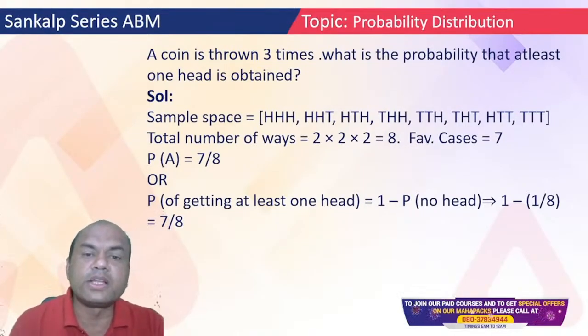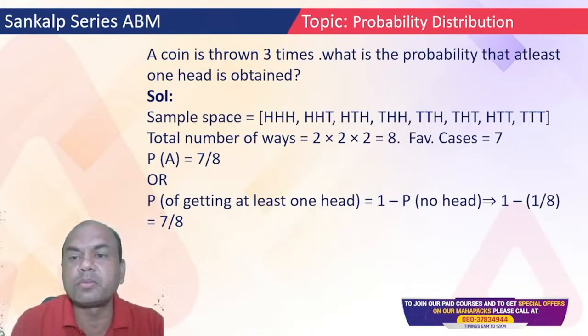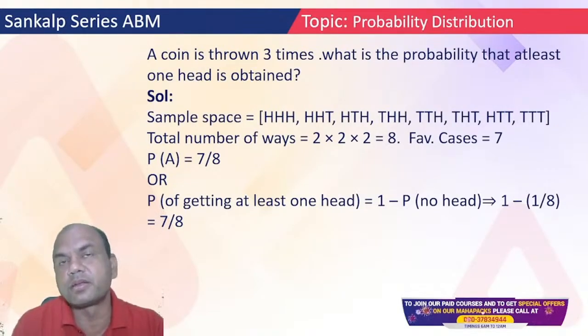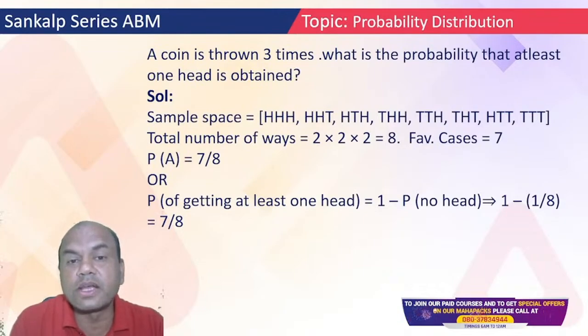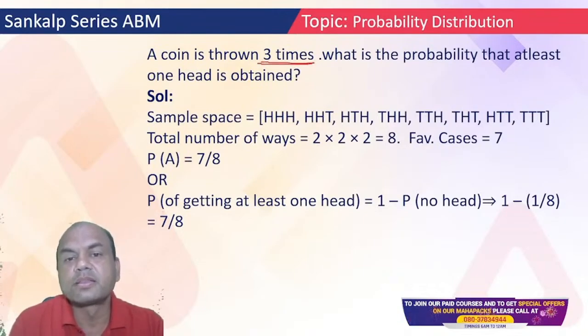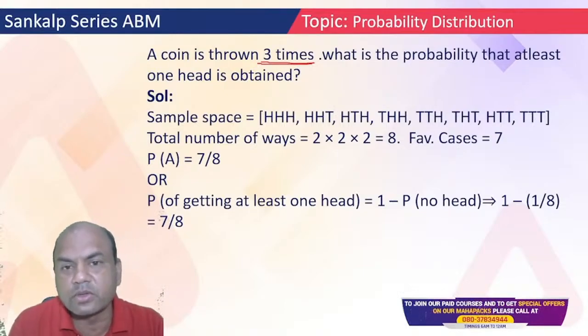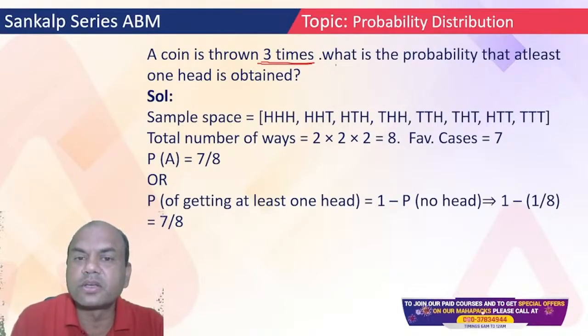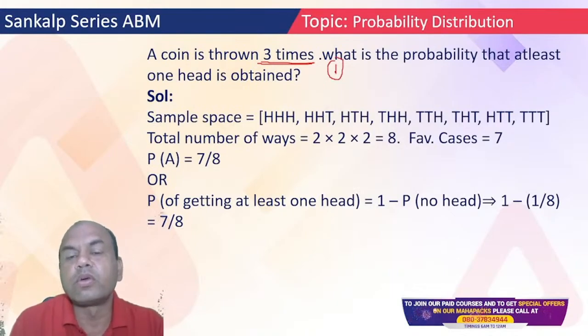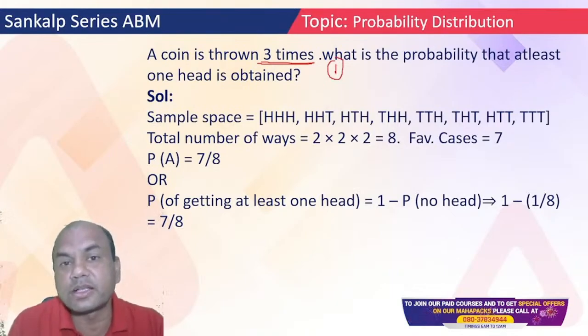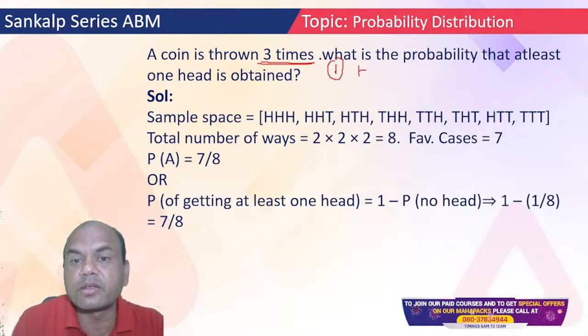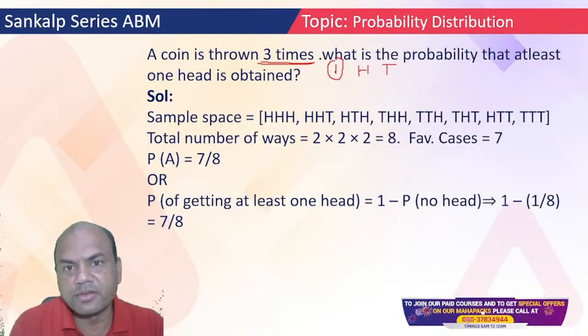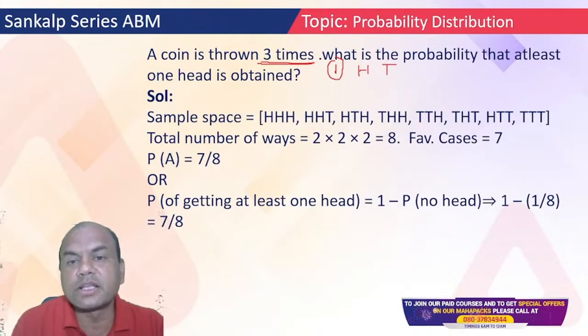A coin is thrown 3 times. What is the probability that at least one head is obtained? See, a coin is thrown 3 times. 3 times I am throwing the coin. So 3 times means what? Suppose I throw the coin only once. What is the possibility of getting the answer? Either I'll get head or tail. Simple. If I throw the coin only once, I'll get head or tail. So what are the total outcomes? 2.